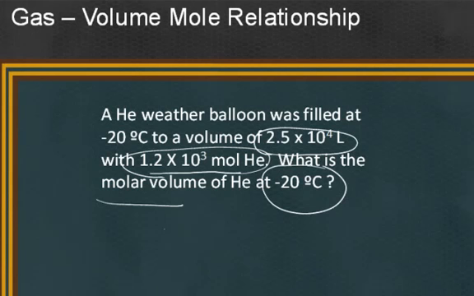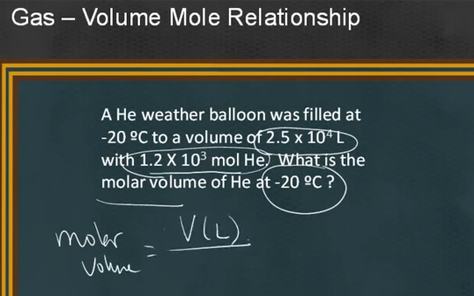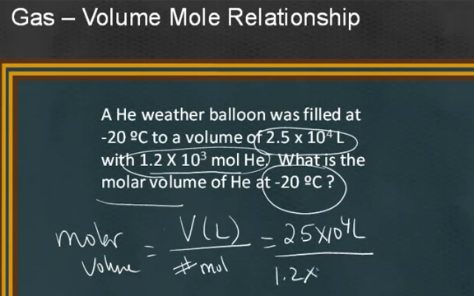In other words, the molar volume is equal to the volume in liters divided by the number of moles of the gas. So filling in what was given here, 2.5 times 10 to the 4th liters divided by 1.2 times 10 to the 3rd moles, that is 21 liters per mole. So in this case, 1 mole of this gas under this condition occupies 21 liters.